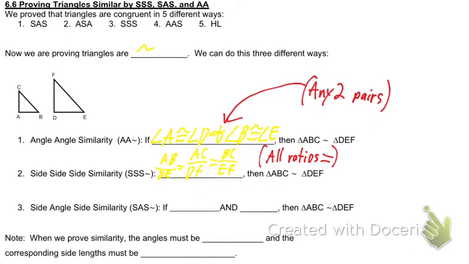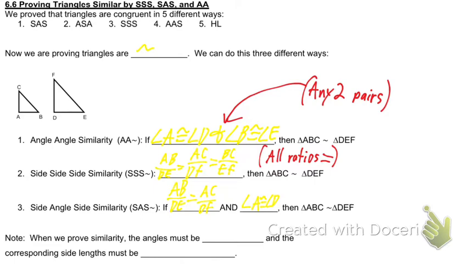So side, angle, side similarity. No, side, angle, side is not a bad word. So let's say segment AB over segment DE is equal to the ratio of segment AC over segment DF, and let's say angle A is congruent to angle D.